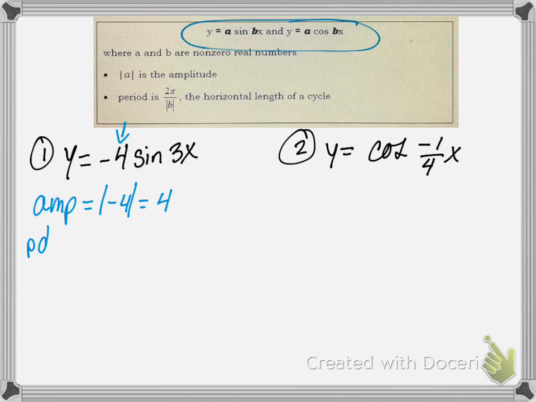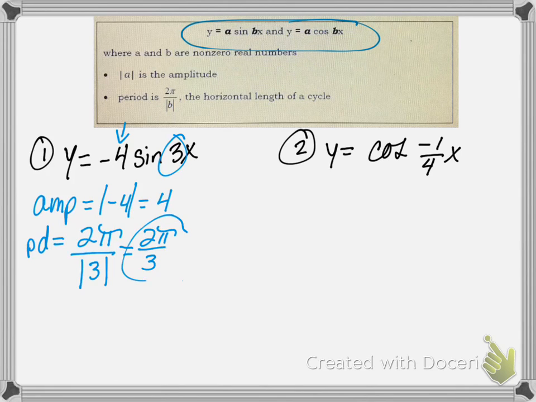Next, for the period. Once I identify the b value, which is just the 3, not the x, I want to plug that in. So we have, let's see, 2 pi over the absolute value of 3. The absolute value of 3 is just 3. That cannot be simplified any further, so the period would be 2 pi over 3. So that is the horizontal length of one cycle.